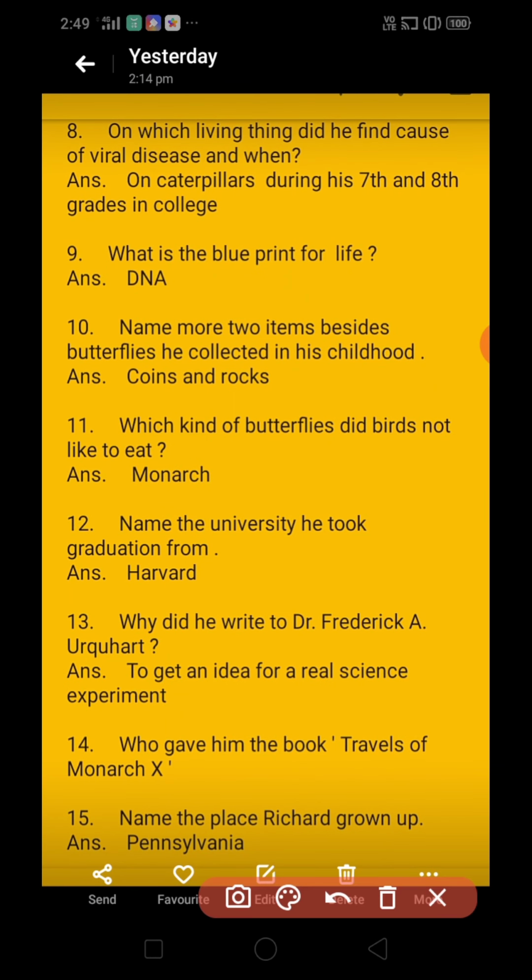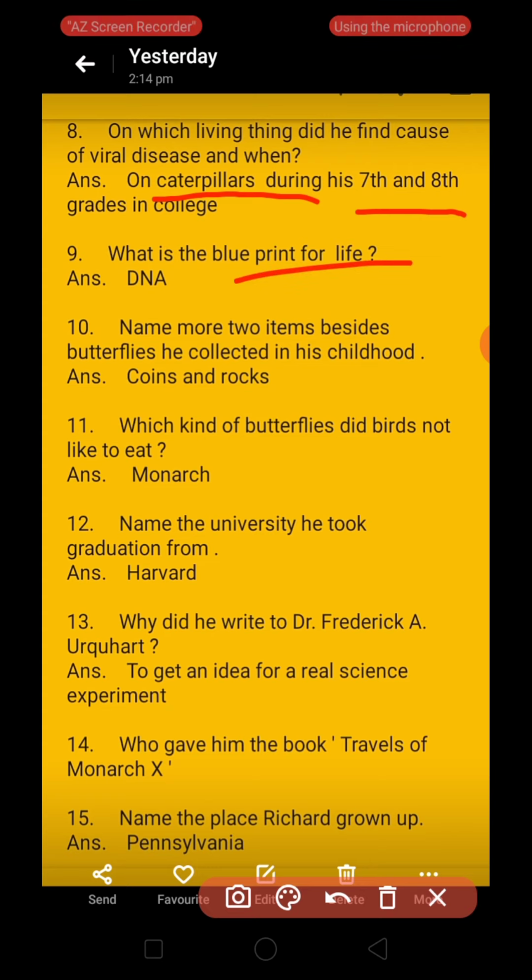In the next question, under which living things did he find the cause of viral diseases and when? Here, the students have to mention the name of the caterpillars, and he did this work when he was in the seventh and eighth grade. In the next question, what is the blueprint of life? The blueprint of life is determined by DNA. So the answer will be only DNA.